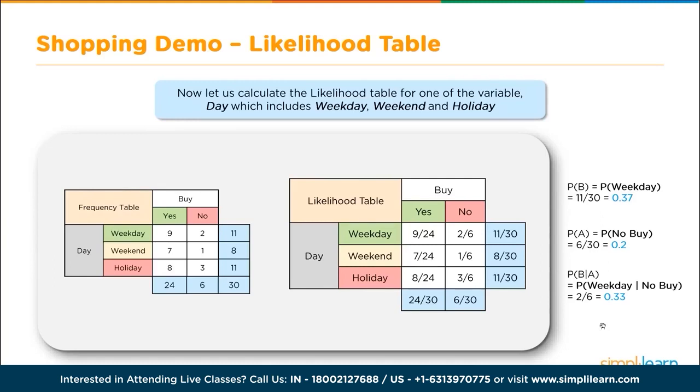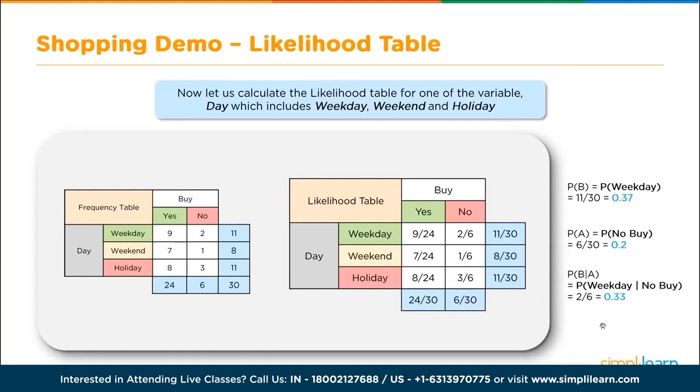Let's start pulling some information from our chart and see where that takes us. When we fill in the chart on the right, you can see that 9 out of 24 purchases are made on the weekday, 7 out of 24 purchases on the weekend, and 8 out of 24 purchases on a holiday. And out of all the people who come in, 24 out of 30 purchase. You can also see how many people do not purchase. On the weekday, it's 2 out of 6 didn't purchase, and so on and so on.